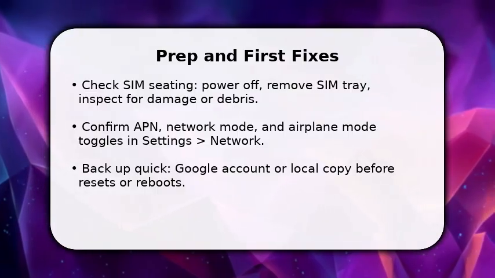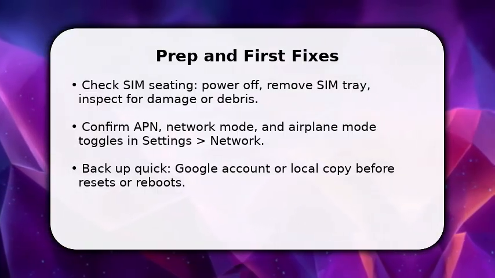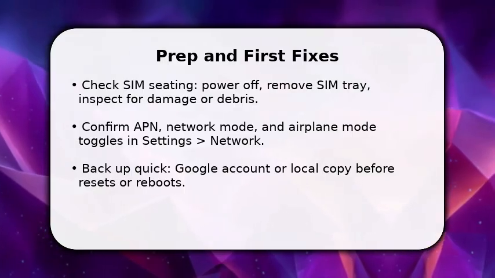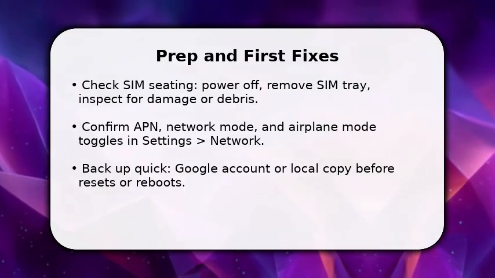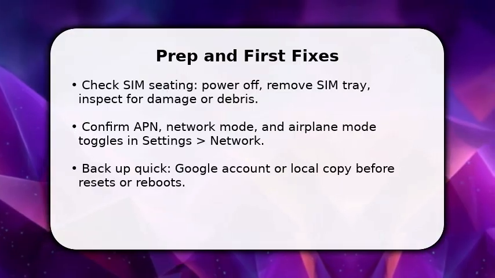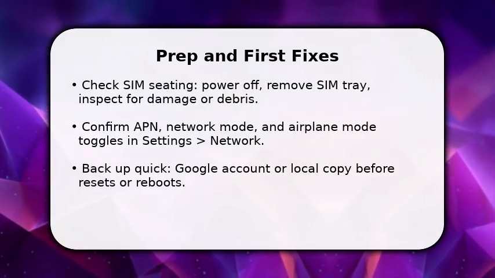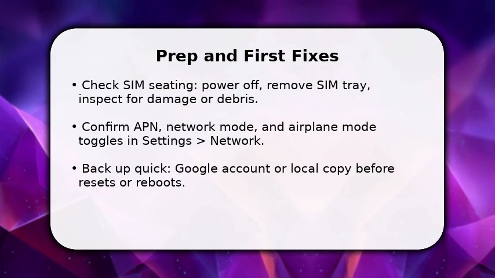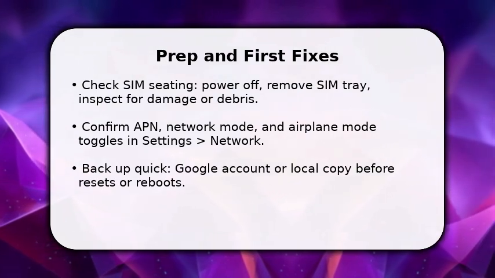Immediately check airplane mode, toggle it off and on, and verify network mode is set to the correct LTE/3G/2G for your carrier. Make sure you know your APN settings. If missing, you may lose data even when service returns. Back up your contacts and messages now.